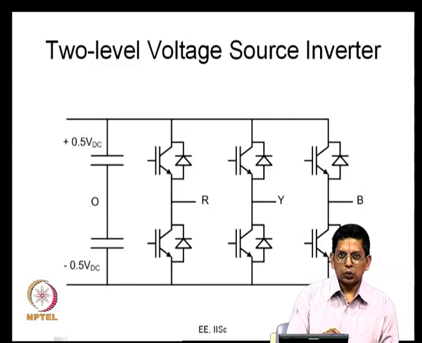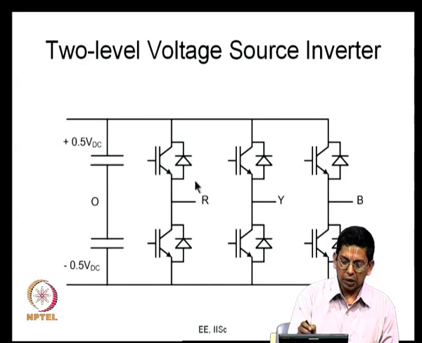Now you have a voltage source converter, and every leg is a single pole double throw switch. R, Y and B are the midpoints of the legs, and the 3 load terminals are connected here. Depending on whether the top is on or the bottom is on, VRO is plus 0.5 VDC or minus 0.5 VDC.